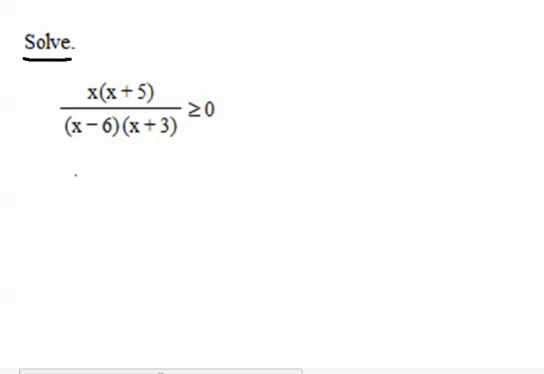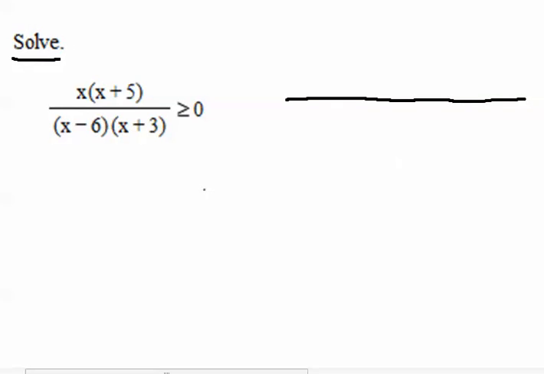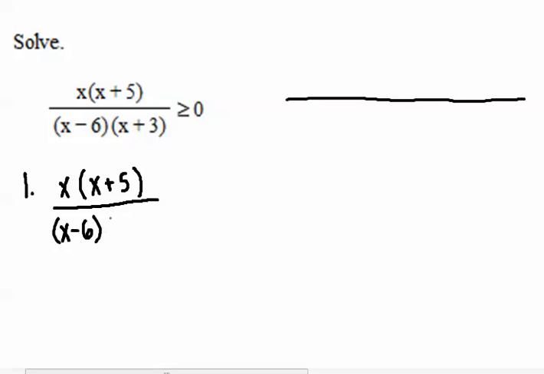They say solve. So what we're going to look for this time is not just the boundaries where they're equal to 0, but we're also going to look for the boundaries where it cannot even be defined, where a number can't even be plugged in. It doesn't exist. So first set that we're going to look for is where x times x plus 5 over x minus 6 times x plus 3 on bottom is equal to 0. Well, how do you solve that?